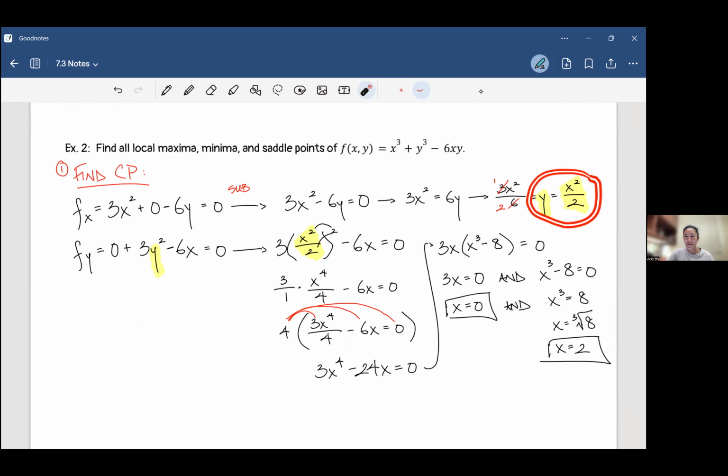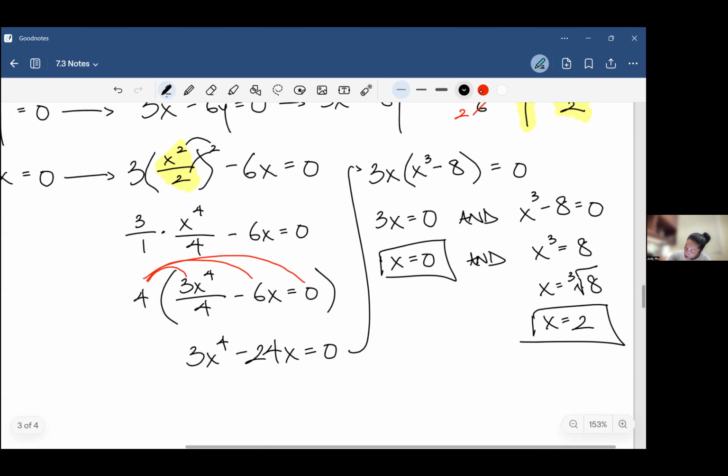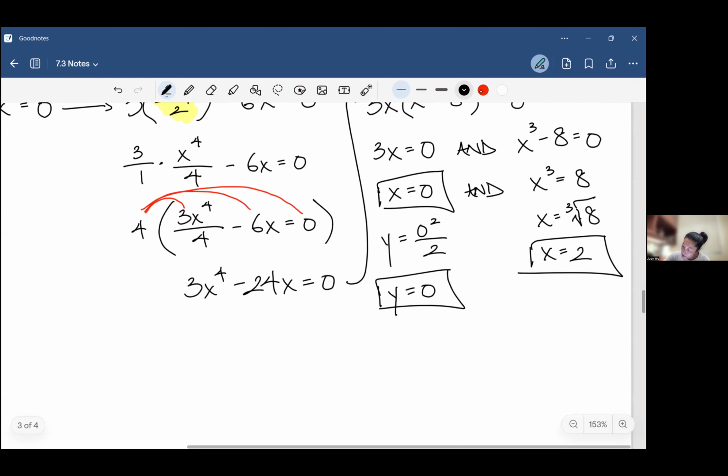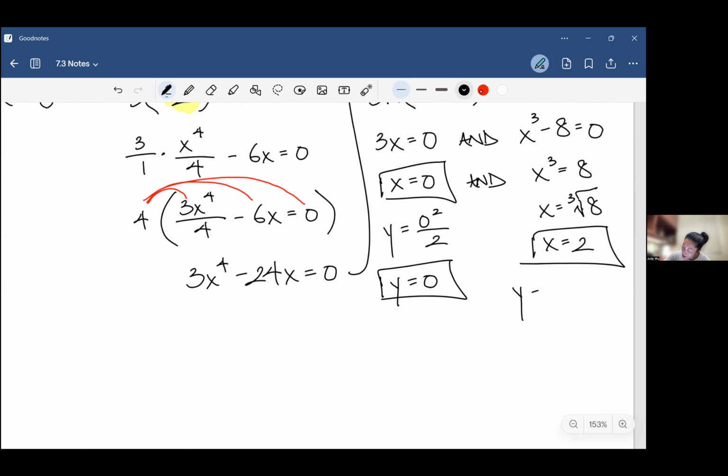Remember that highlighted equation? We're going to go back and use that. Everywhere we see an x, we'll put the numbers we have, and out is going to pop the y that we want. So y equals 0 squared over 2, which means y equals 0. And if I plug in x equals 2, I get y equals 2 squared over 2, which means y is 2.